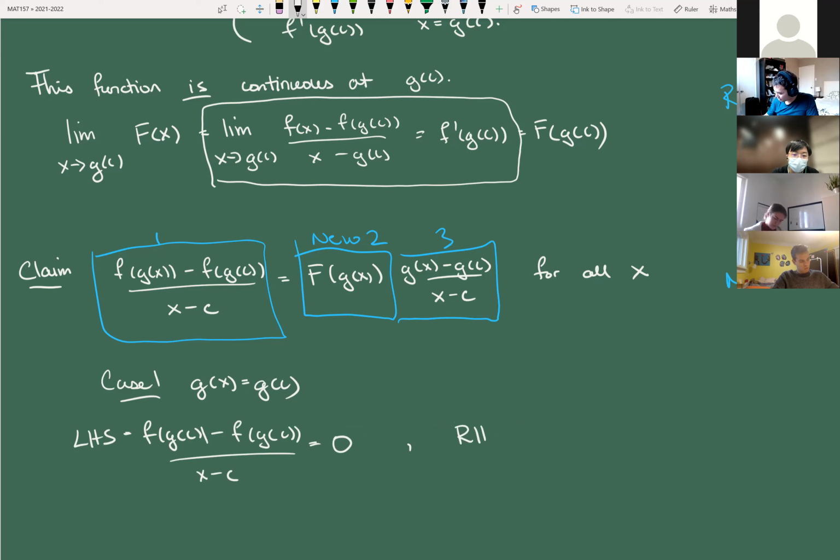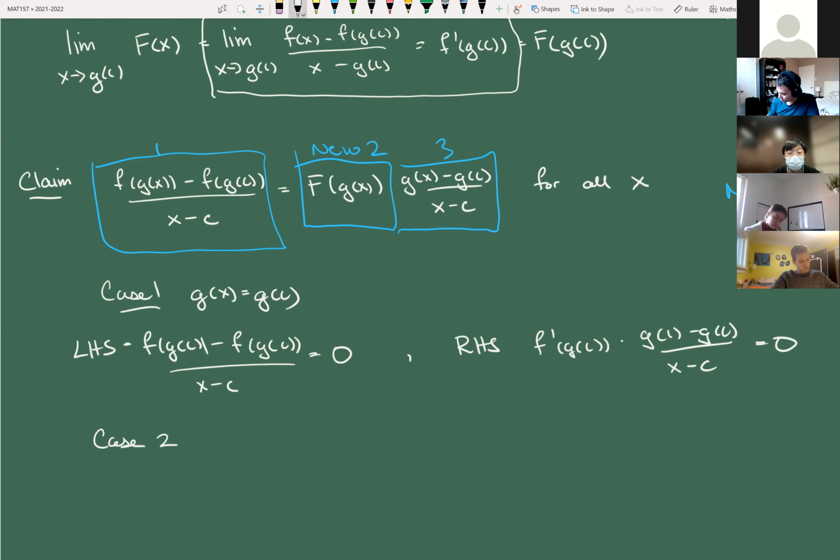The right-hand side gives me f prime of g of c times (g of c minus g of c) all over x minus c. That's also equal to 0, right? So they are equal when g of x is equal to g of c.